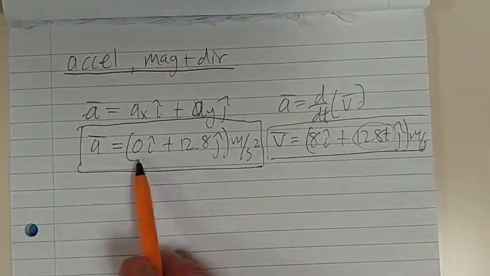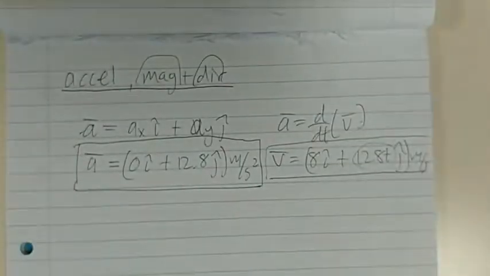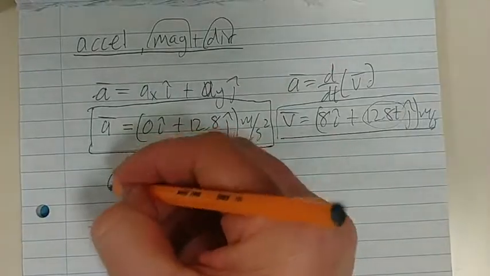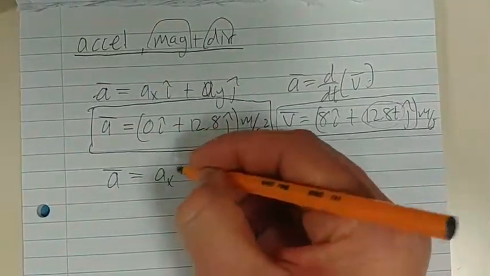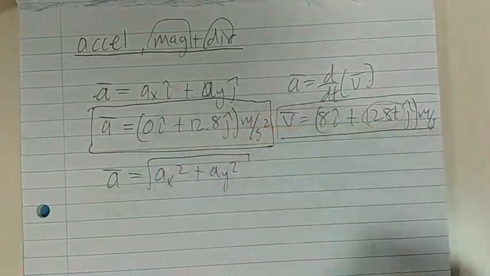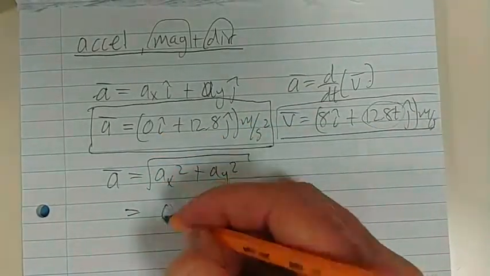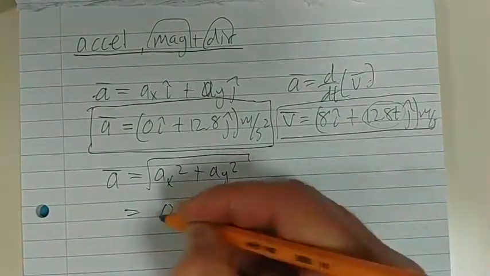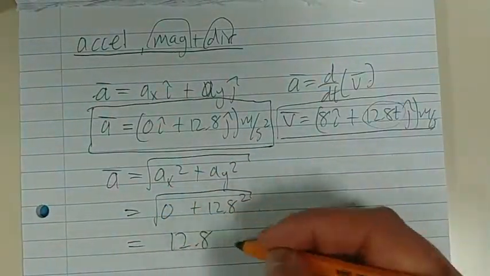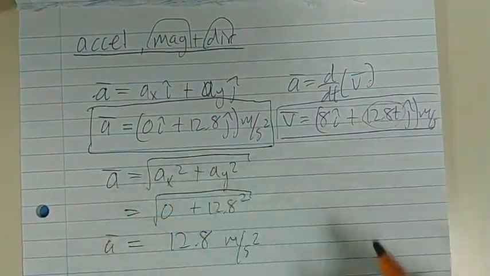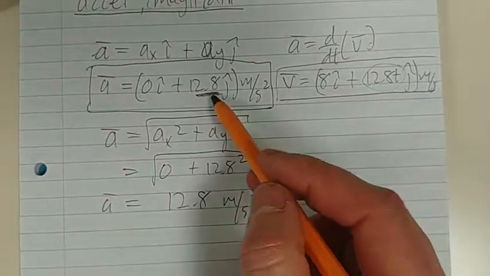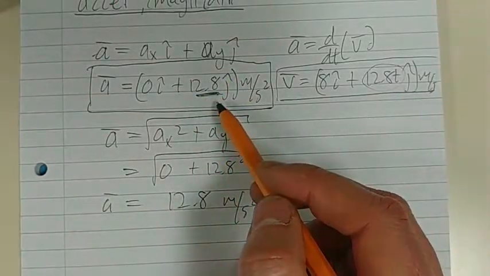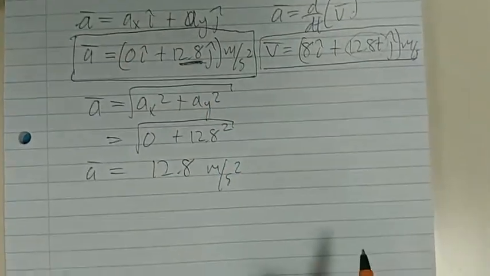Wonderful. So now what do we want? We want the magnitude and direction of our acceleration. How do we do that? Again, ax squared plus ay squared, square root. But ax is 0. ay is 12.8 squared, square root, which is just 12.8. I did that just so that you could go through the whole exercise. But if it only has one component, then the positive of that value is the magnitude.